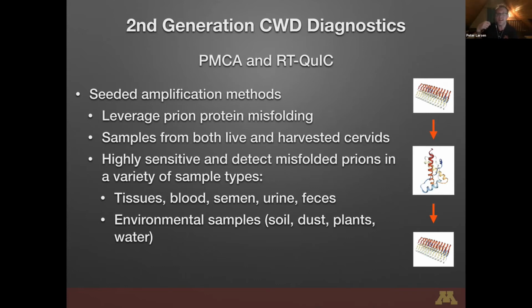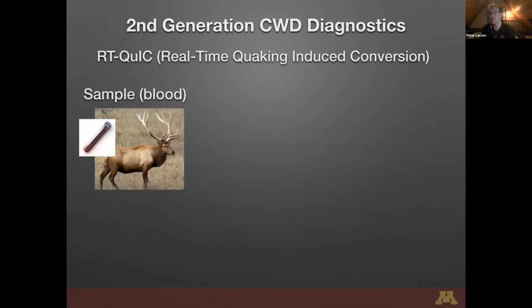It's a highly sensitive test, and you can use it for lots of different tissue types and biological samples: blood, semen, urine, even feces. You can use these methods on soil, in plants, and in water. Okay, so second generation tests are quite sensitive. I'm going to talk about RT-QuIC and how this works here.